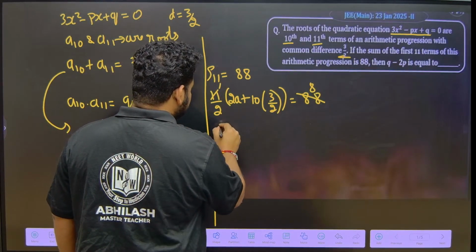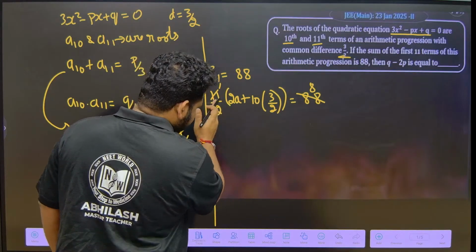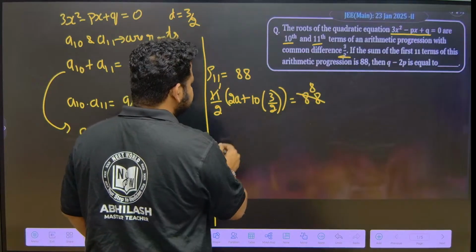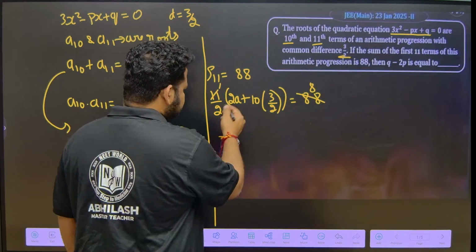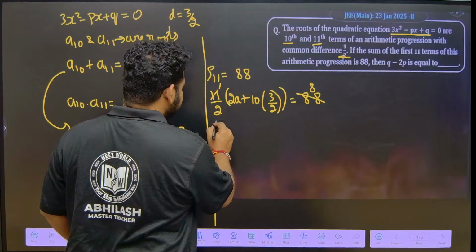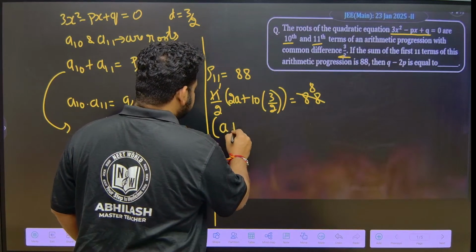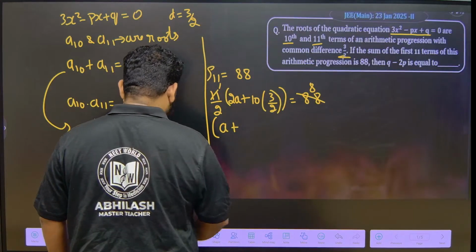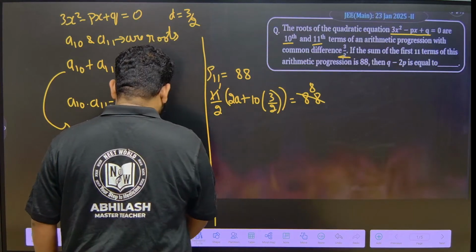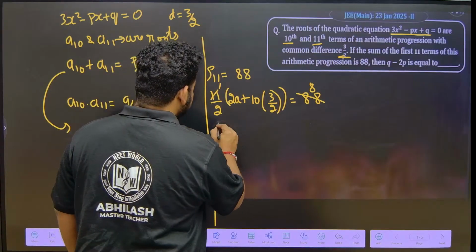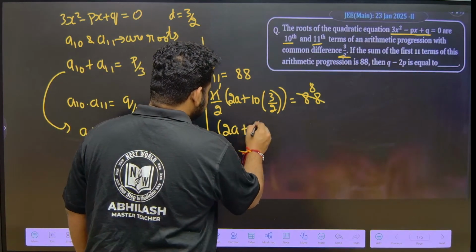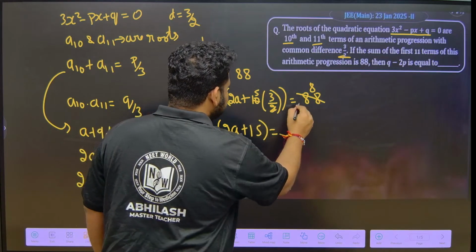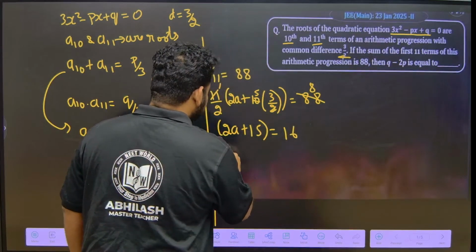If I multiply by 2 throughout, or I can send this to that side also, not a problem. Let us send it to that side, that will be better for us. Calculation-wise it will be easy. So this will be 2a plus 2 fives are 10, 5 threes are 15, equal to 2 eights are 16.